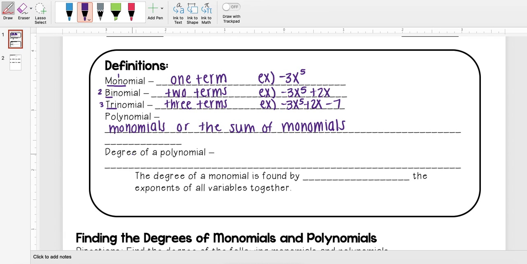And then we have something that we can find called the degree of a polynomial, and that is just the highest exponent of a polynomial. And then to find the degree of a monomial, it's a little bit different. The degree of a monomial is found by adding the exponents of all the variables together.